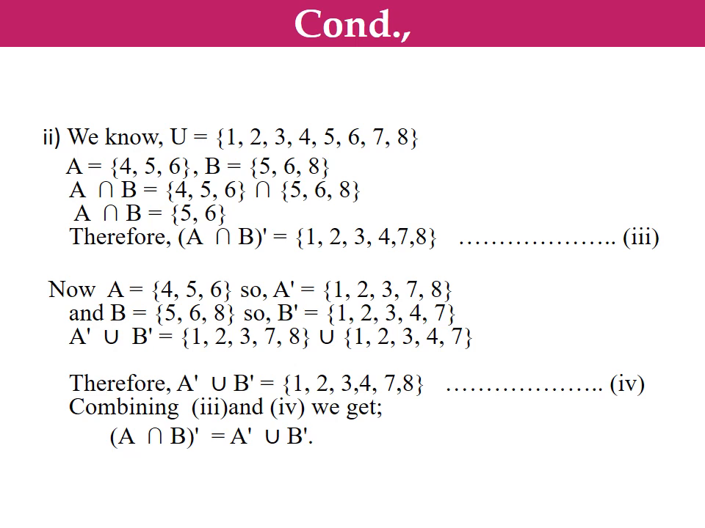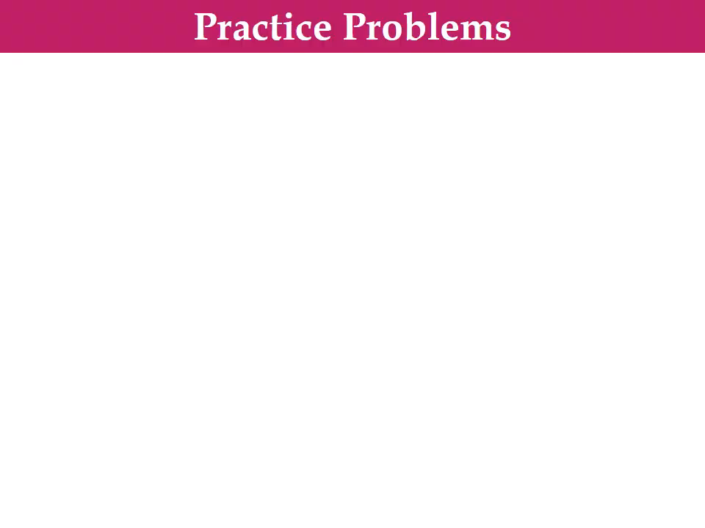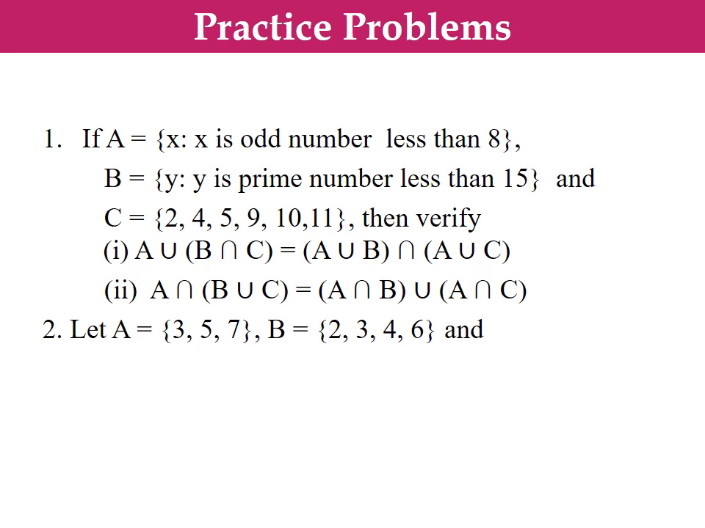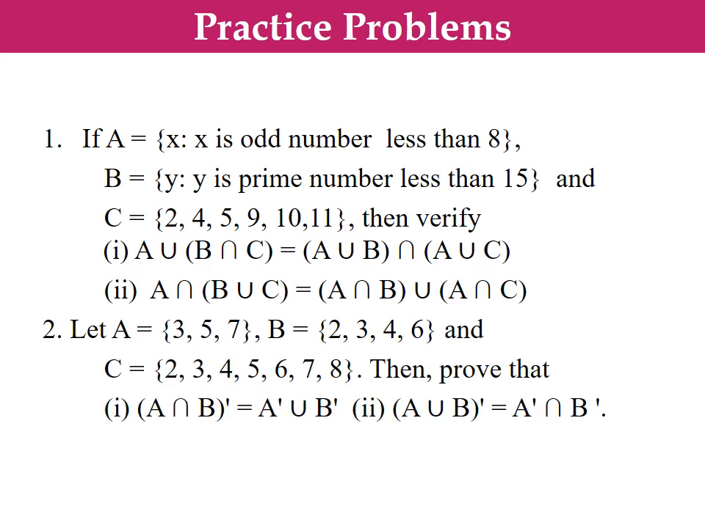In the next slide, there are some practice problems using distributive as well as De Morgan's laws. If the set A is the odd numbers less than 8 and B is the prime numbers less than 15, I think I have done this problem previously, so you need not consider it. Take the second problem as homework. It may be comfortable for you if you have done it.